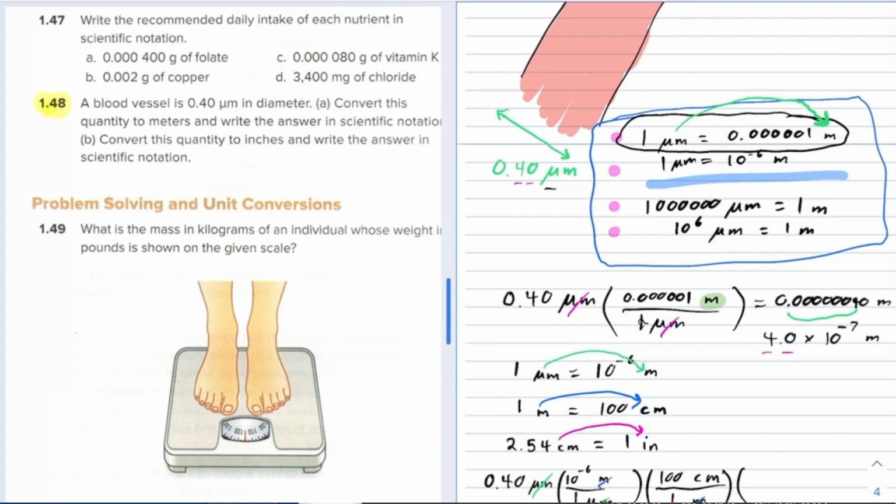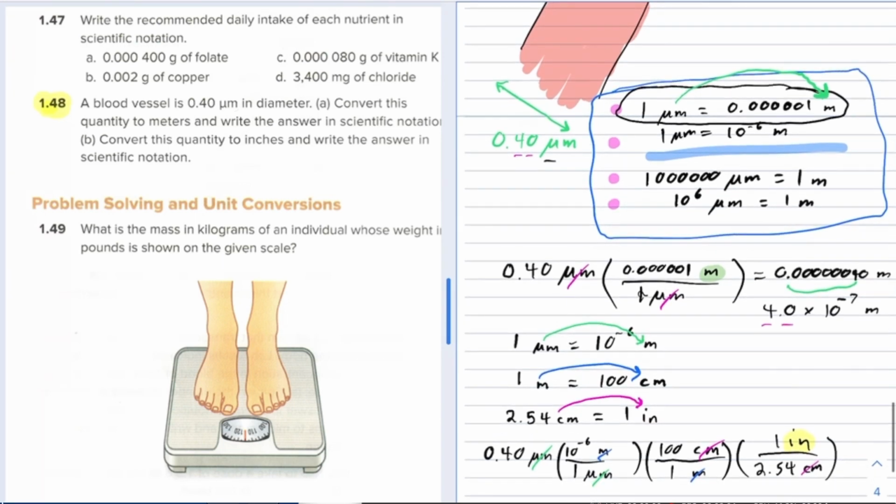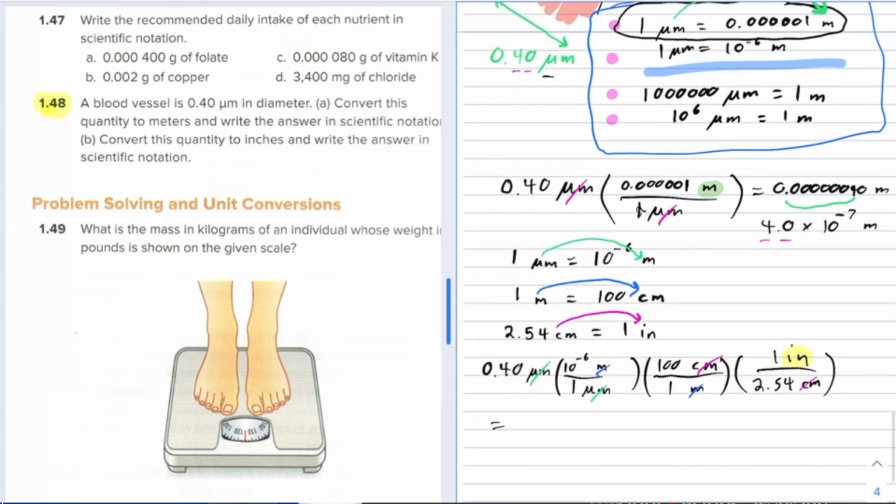And to get from centimeters to inches, you use the last relation: 2.54 centimeters is the same thing as 1 inch. And finally, you can see the centimeter units canceling, and you're left with inches, which is what you were trying to do. Sorry, you could barely see that. Your units are going to come out to inches, and then the numbers are punched into the calculator. So you've got 0.40 times 10 to the minus 6 times 100 over 2.54.